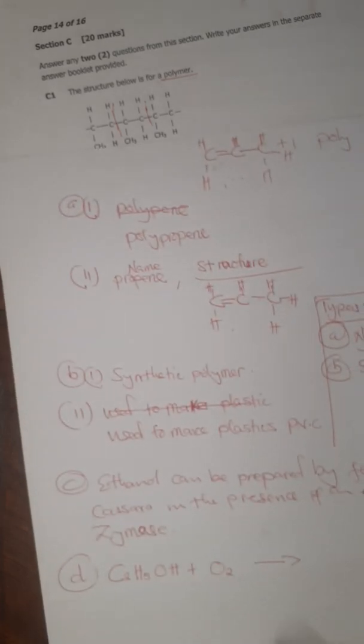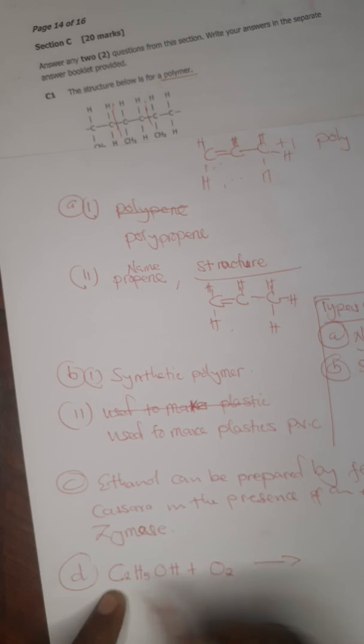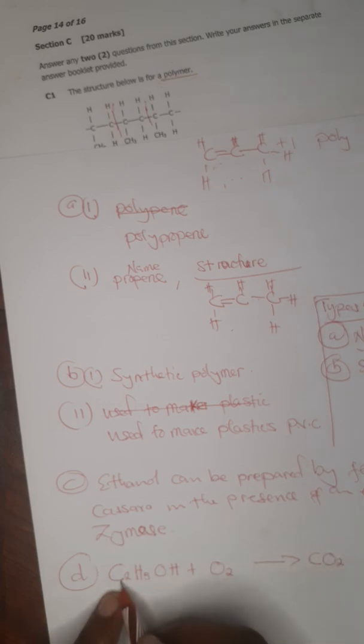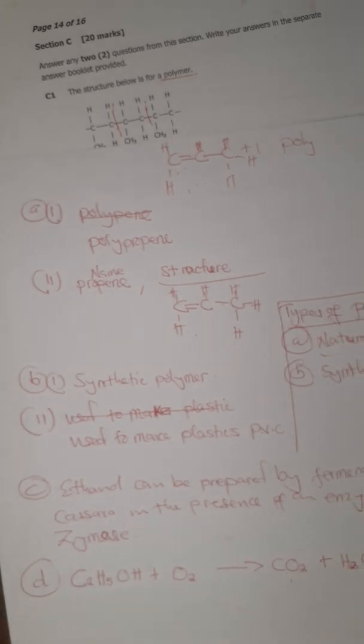Okay, now complete combustion involves the complete oxidation of carbon, which forms carbon dioxide. That is, the complete oxidation of carbon produces carbon dioxide. The complete oxidation of hydrogen produces water. These are the products for complete combustion. Always we have carbon dioxide and water.